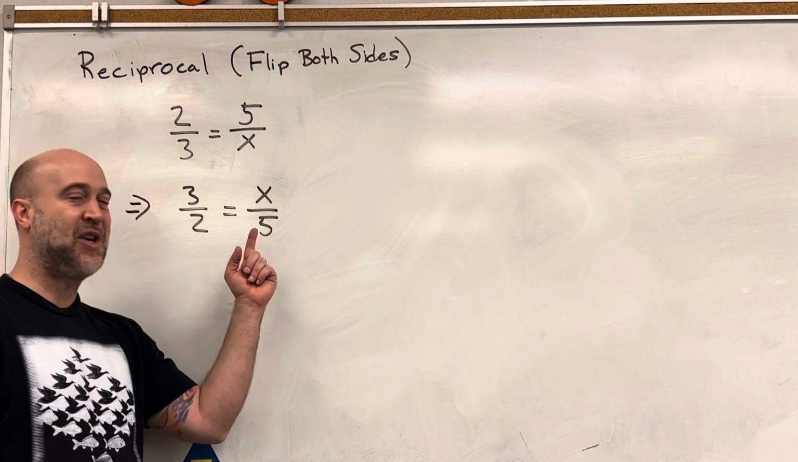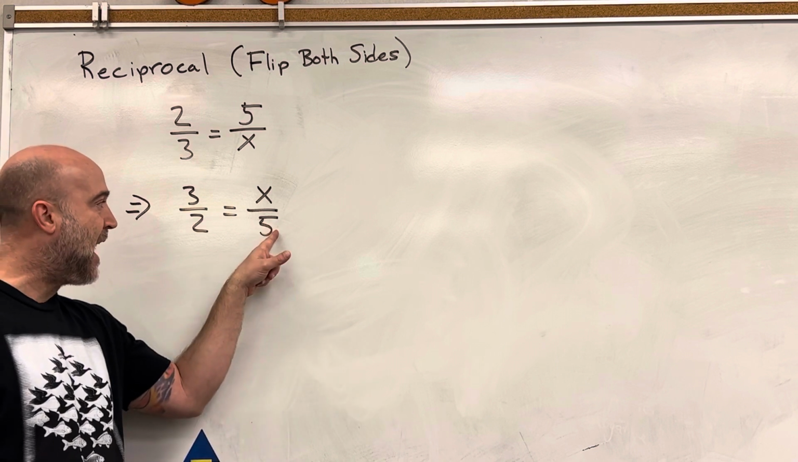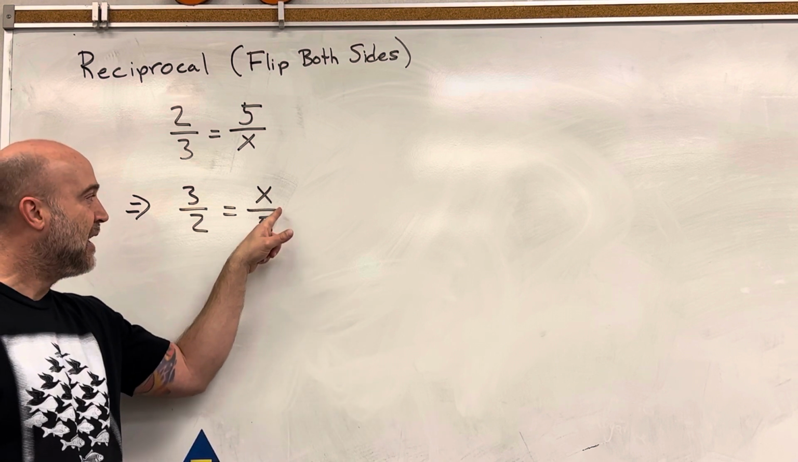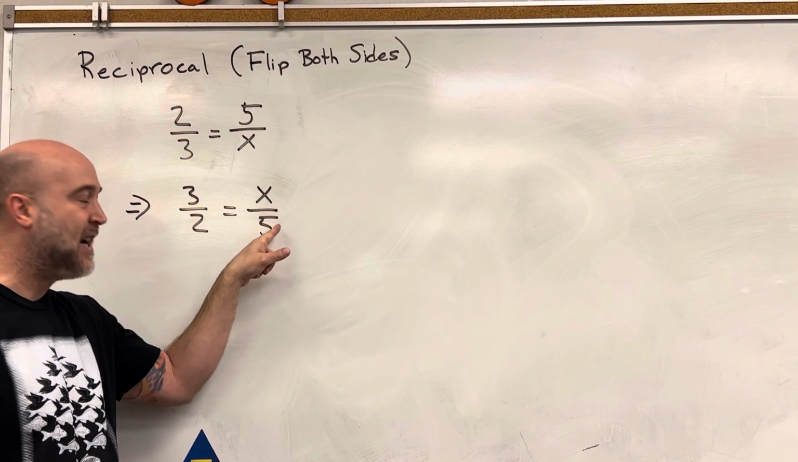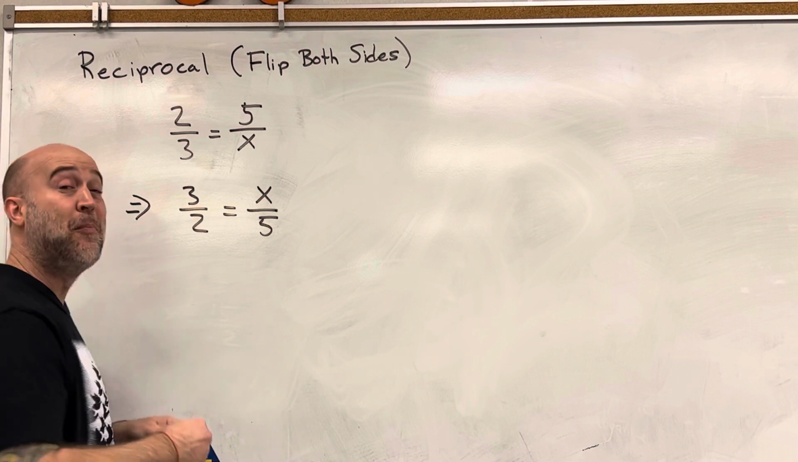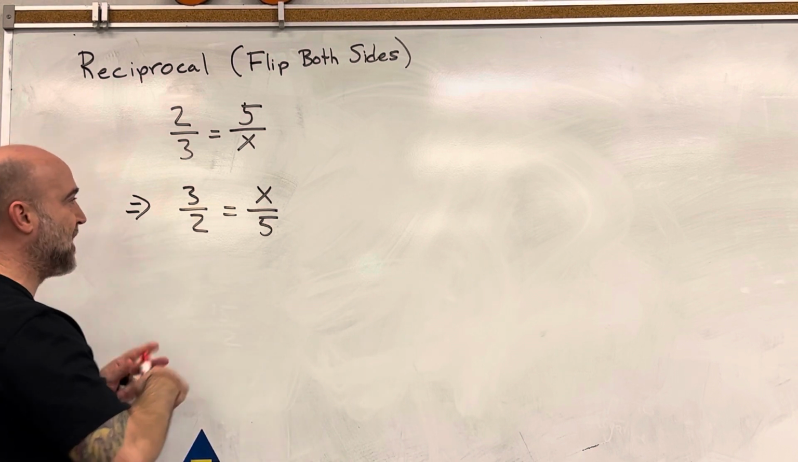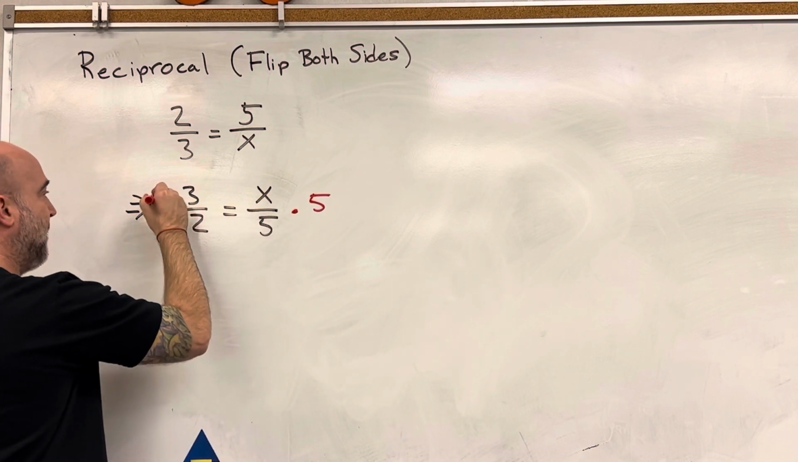So we ask ourselves, what keeps x from being by itself in this case? The 5. What's the 5 doing to it? Well, that fraction bar means x is being divided by 5. What's the opposite of divide by 5? Multiply by 5. So we do that to both sides. We multiply by 5 on this side, multiply by 5 on this side.